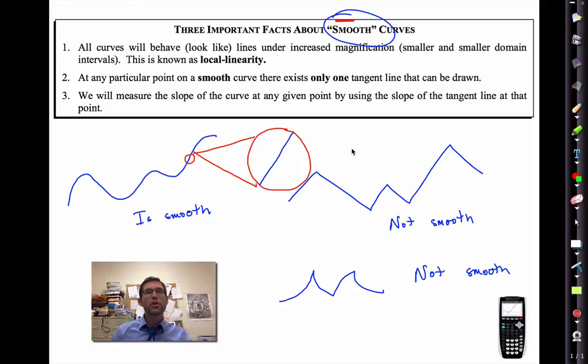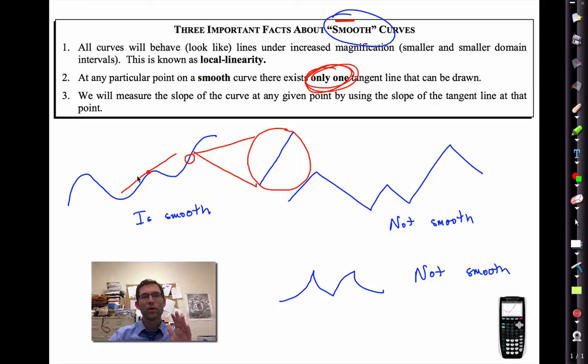At any particular point on a smooth curve, let's say we took this point, there exists only one tangent line that can be drawn. Now that's important. Only one. That's really important, you see. And here's how you want to think about it.